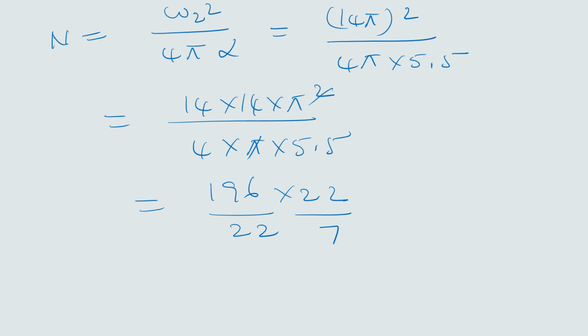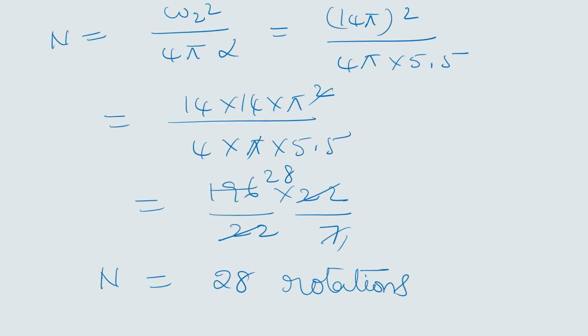Pi value is 22 by 7. So here 22 gets cancelled. 7 1 is 7, 7 2 is 8. So number of rotations n is equal to 28, 28 rotations. Okay, next we will go to the next question.